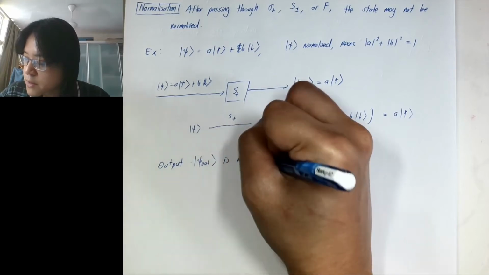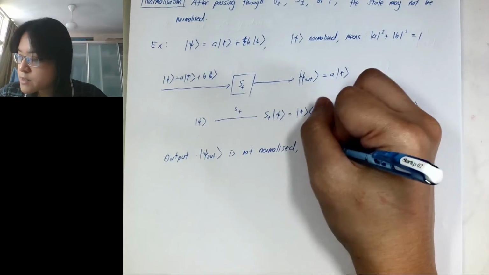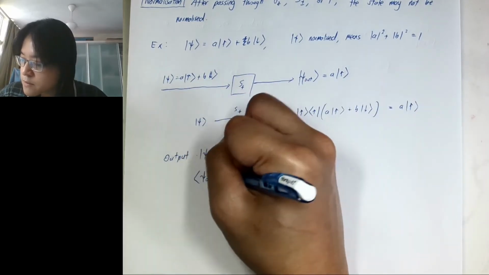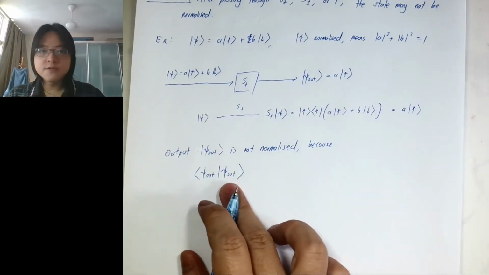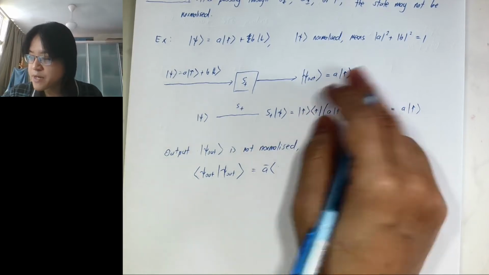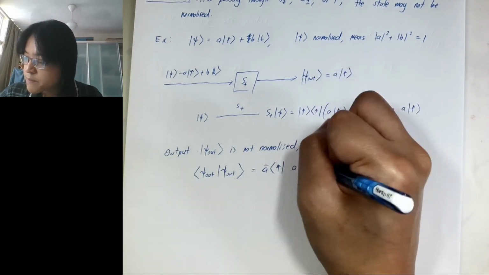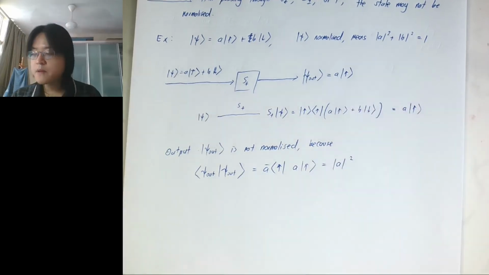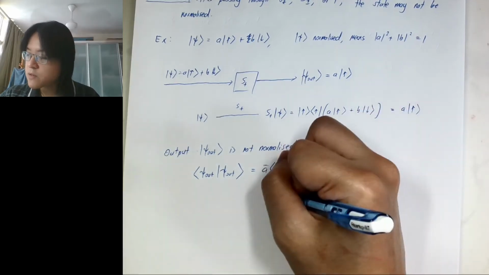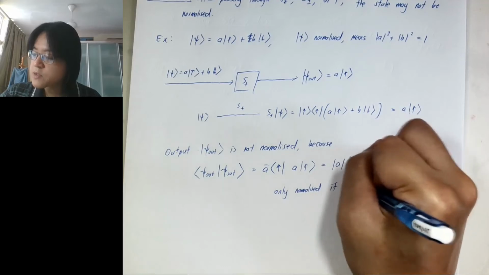Remember what we mean when we say normalized: it means you calculate this value. We take the bra, we dagger this, and then times A up, so we get modulus A squared. So this is less than or equal to 1. It's only normalized if B is equal to 0.